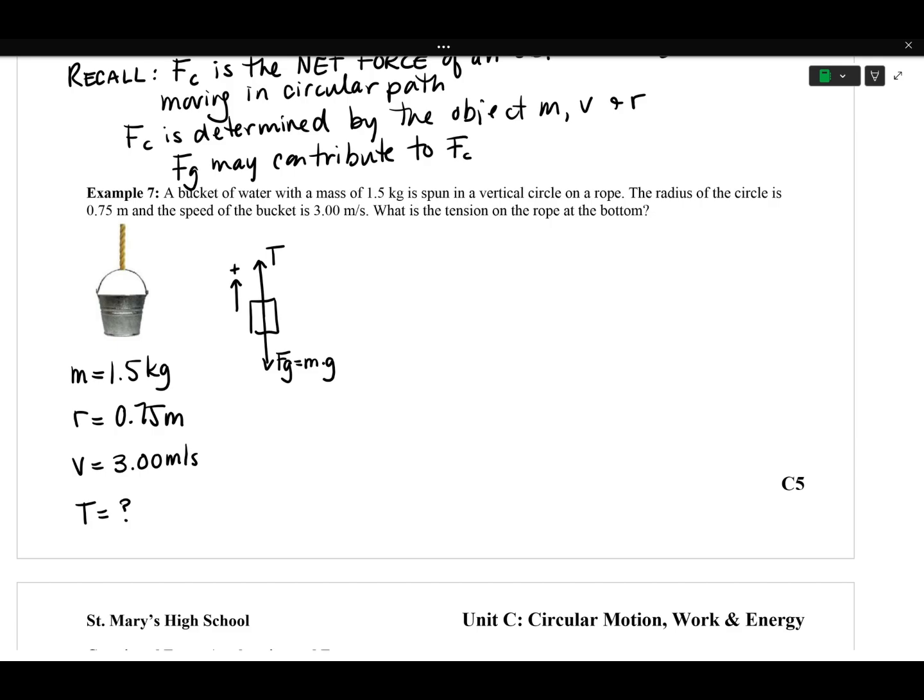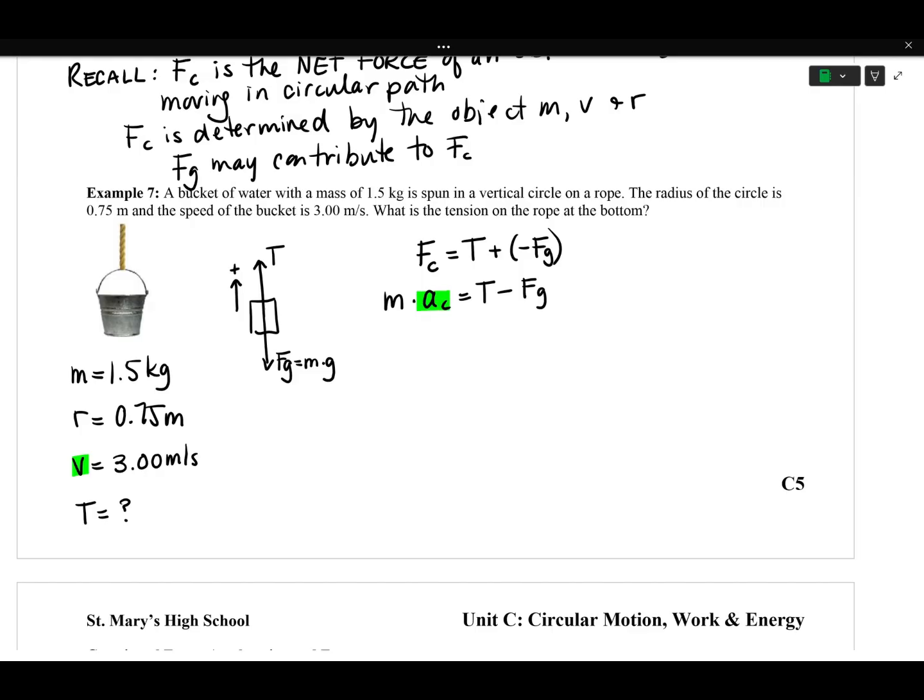Remember, F of g can be determined by m times g. We're on Earth, so remember g equals 9.81. So let's start now by writing our F net statement. Again, it's circular motion, so centripetal force is equal to the tension plus the negative force due to gravity. Don't forget, centripetal force is like a net force, so I can write mass times centripetal acceleration will be equal to T minus the force due to gravity.